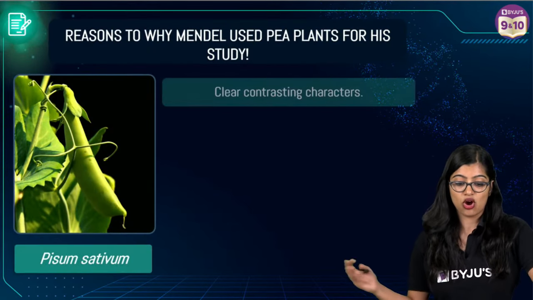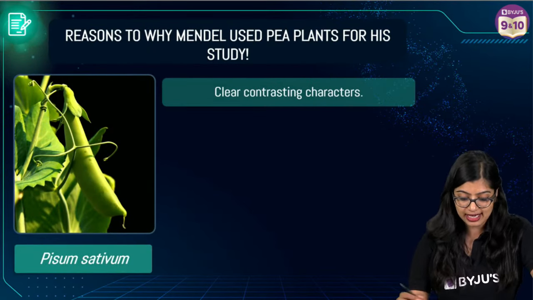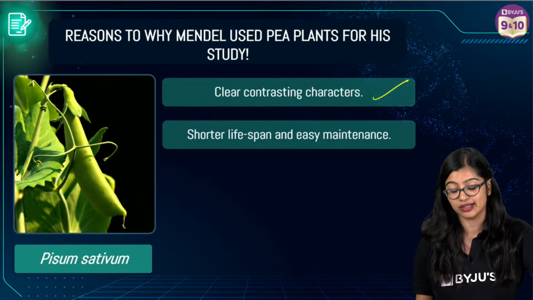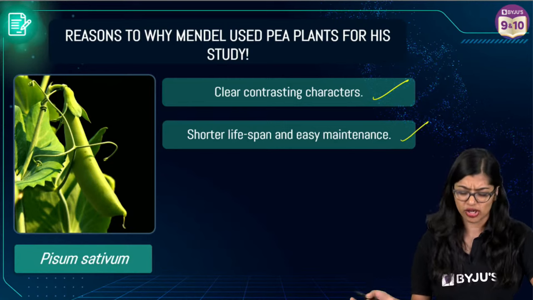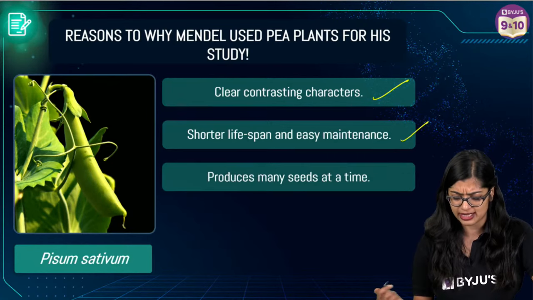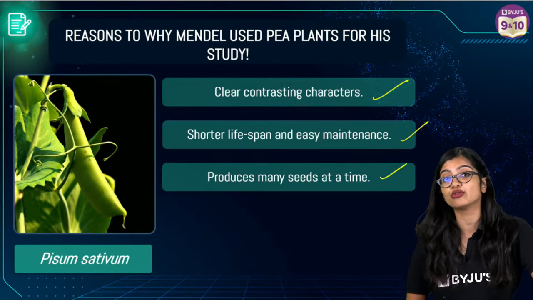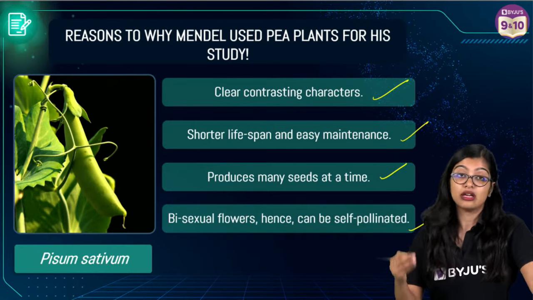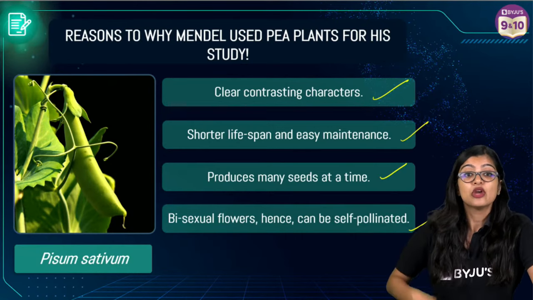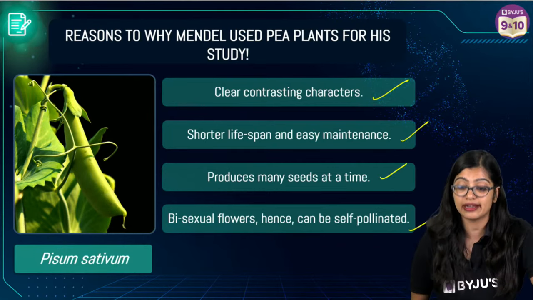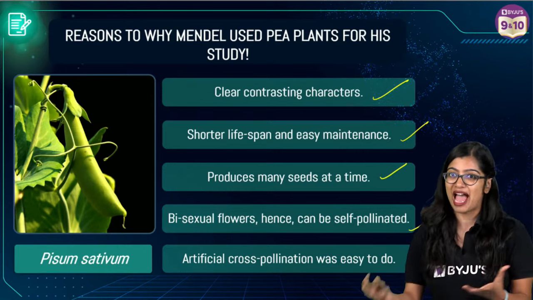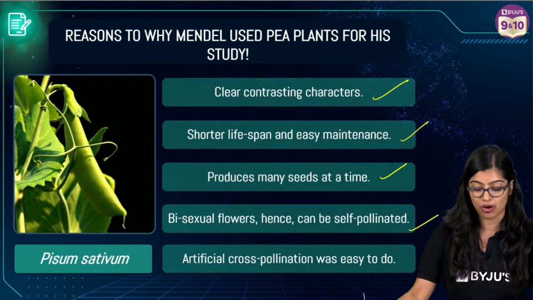So why did Mendel use this? First and foremost, peas exhibit clear contrasting characters. We also see that they had a shorter lifespan and it was easy to maintain these plants. And it produces a lot of seeds at one go, right? Because they had bisexual flowers, they could be cross-pollinated and self-pollinated. So artificial cross-pollination or manual cross-pollination was also possible.